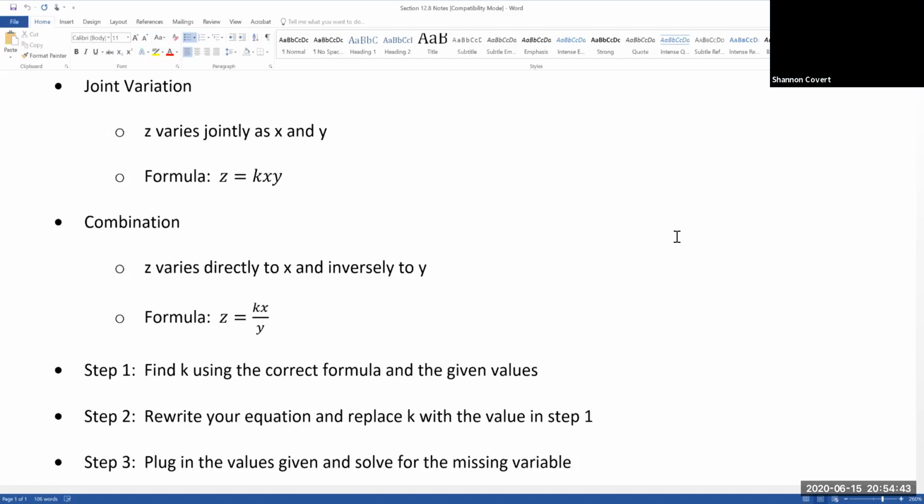If we look at the combination variation formula, for example, let's say k equals 12 in that situation. When I write my formula for step 2, it would be z equals 12x over y. When you rewrite your formula, the only variable that is going to be replaced by a number initially will be the k value. And step 3, plug in the values given and solve for the missing variable.